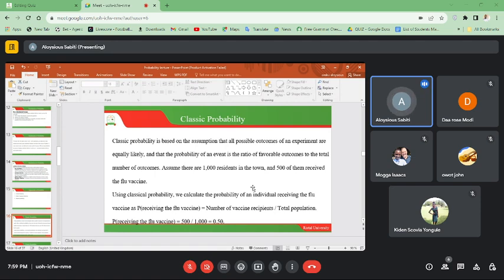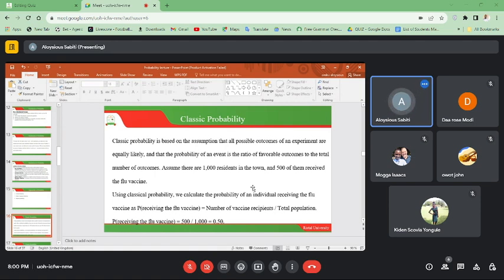So, there's an example here. Let us assume that there are 1,000 residents in a town and 5 of them received the flu vaccine. So using classical probability, we calculate the probability of an individual receiving the flu vaccine, which we denote as P, the probability of receiving the flu vaccine, is equal to the number of vaccine recipients divided by the total population.